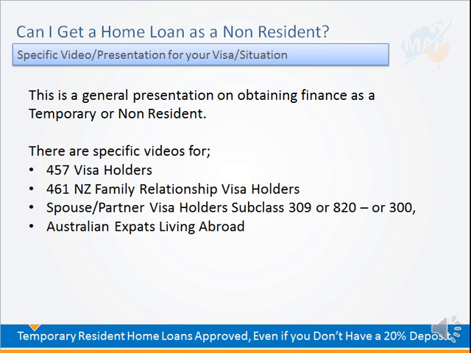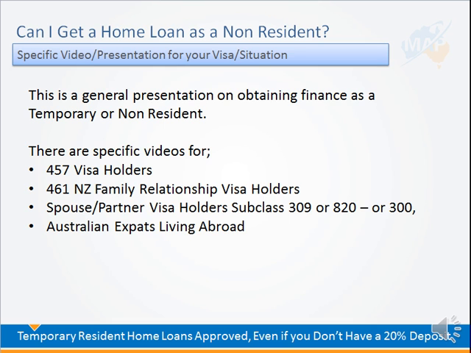Just quickly on this video, I've actually done a number of videos and they're all on the website under the relevant pages and on YouTube. There's a specific video for 457 visa holders as the criteria is different for them. 461 New Zealand family relationship visa holders, there's a video for that. Spouse visa and partner visa home loans for visa holders subclass 309, 820 or the marriage visa 300. There's a video on that one.